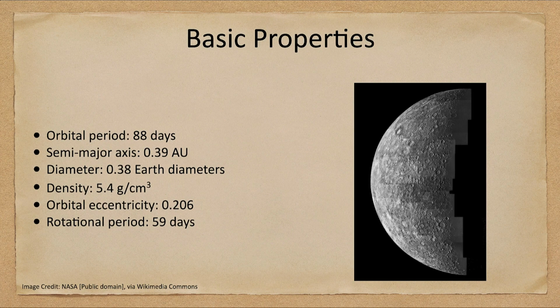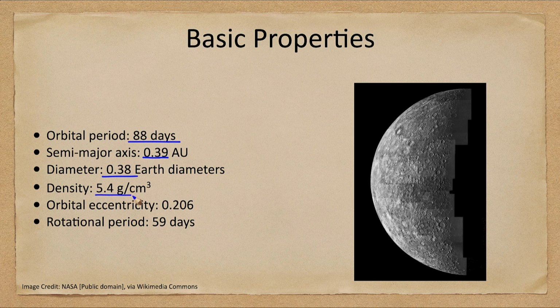Mercury, here are some of the numbers for it. It has an orbital period of 88 days. It is the closest planet to the sun and whips around there pretty quick. Its semi-major axis is about 0.39 AUs. So a lot closer to the sun than Earth. Its diameter is a little more than a third of the Earth's diameter. So it's a little bit bigger than our own moon.